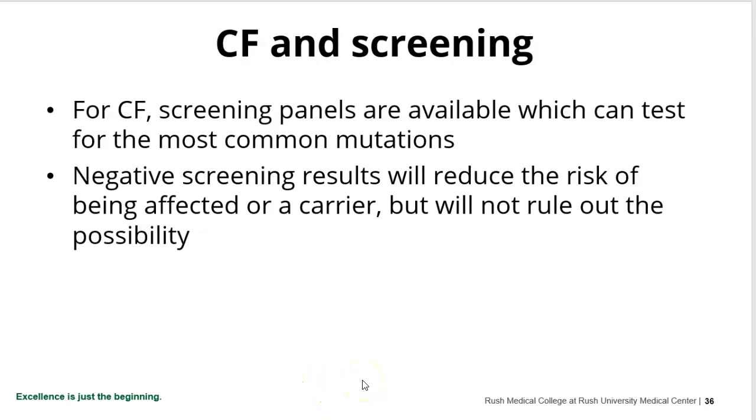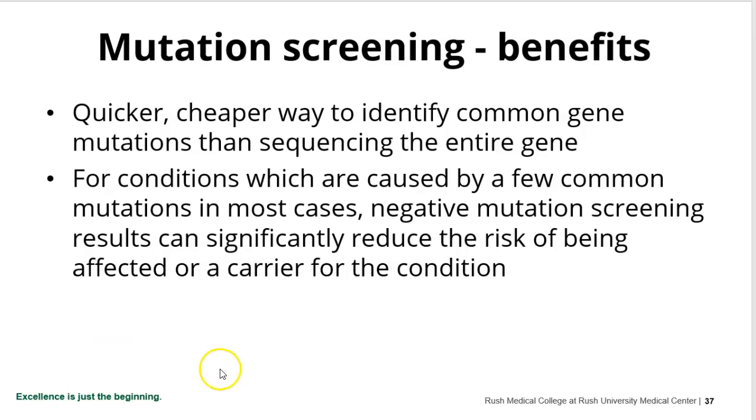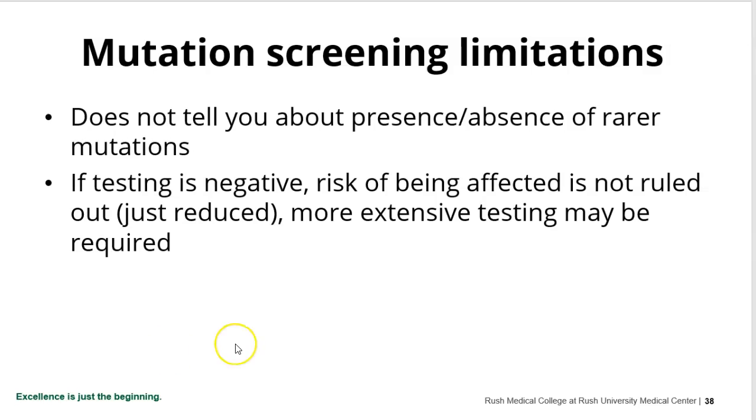So for cystic fibrosis, there are panels that look at the common mutations, and this is very cost effective. However, negative testing does not rule out being a carrier, especially if you're of Hispanic or African American or Asian descent. You haven't really decreased your risk all that much because these are rare mutations. The benefit of mutation screening versus sequencing is it's cheaper, it's quicker, it looks at common mutations, so you can do it as far as population screening. It's a good method. Limitations, it doesn't tell you about rare mutations.